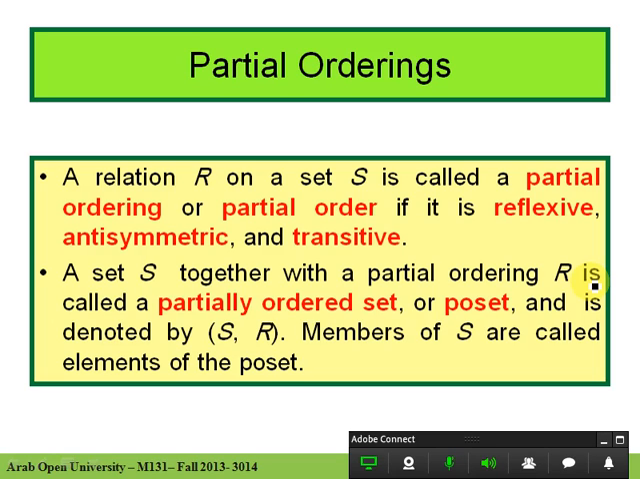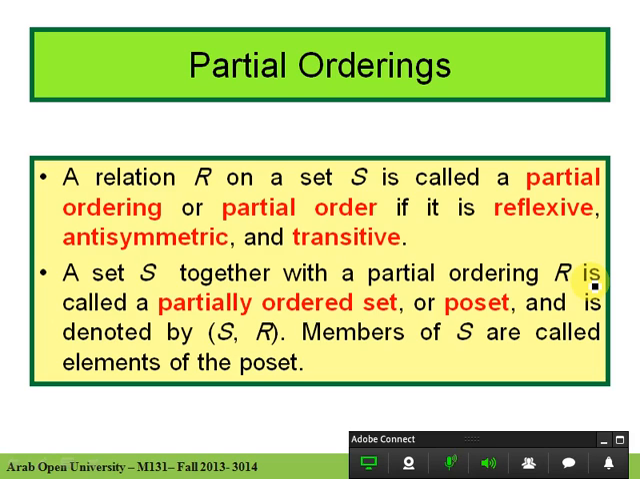The next, partial ordering. A relation R on a set S is called a partial ordering, or a partial order, if it is reflexive, antisymmetric, and transitive. Now here it is the same as equivalence, but here what we check is antisymmetric. We check reflexive, we have to check antisymmetric, and we have to check transitive. Then it is called a partial order.